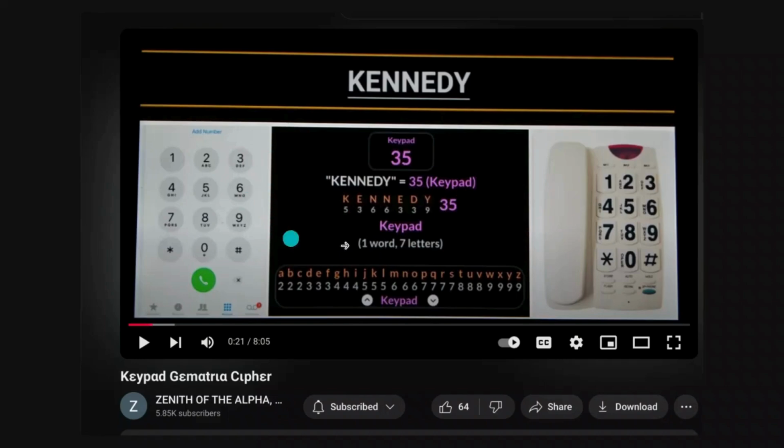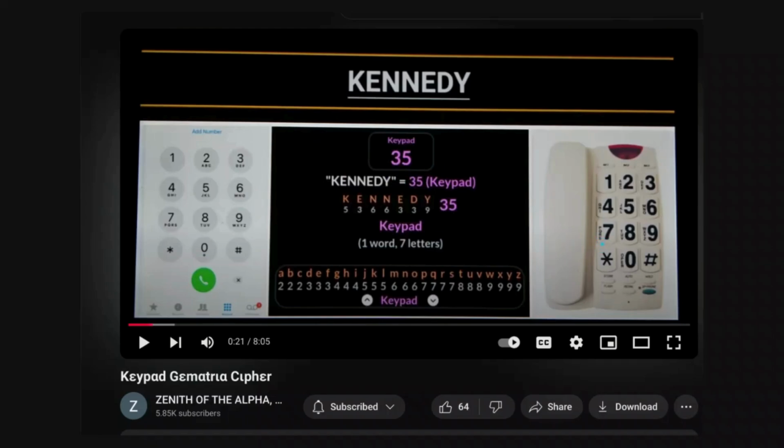But one example to show is that the president who's connected to the moon landing is Kennedy, and Kennedy was the 35th president. And in the Keypad Cipher, if you type Kennedy on the keypad, you would get 35. Okay, so very important. But how does this tie to the moon? How does the Keypad Cipher tie perfectly to the moon landing?